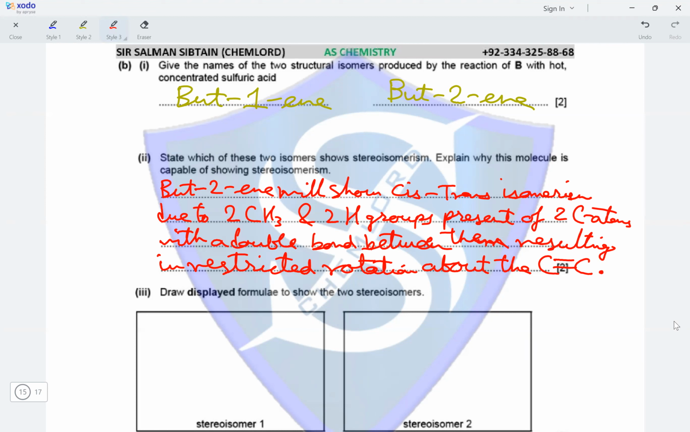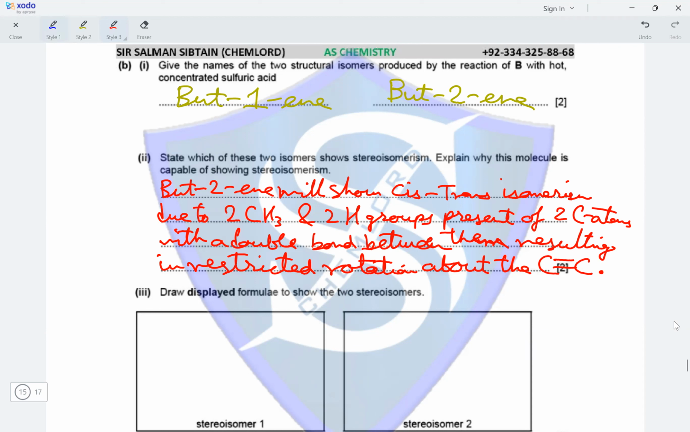double bond, then they cannot be rotated to face in the opposite direction to each other. And if they are present in opposite direction to each other, they cannot be rotated to be in the same plane or the same side of the double bond. So this is the reason why cis trans isomers are present in the molecule of but2-ene. Draw the displayed formula to show the two stereoisomers.